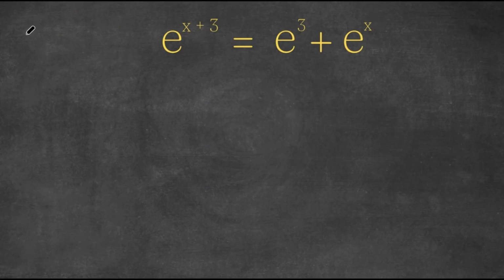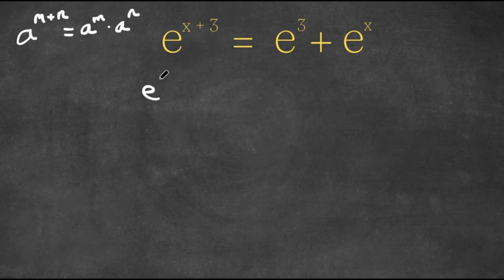Now, if we have something in the form a to the power of m plus n, this can be written as a to the power of m times a to the power of n. So as you can see right here, we have e to the power of x plus 3. I'm actually going to rewrite this as e to the power of x times e to the power of 3. And now this is equal to e to the power of 3 plus e to the power of x.